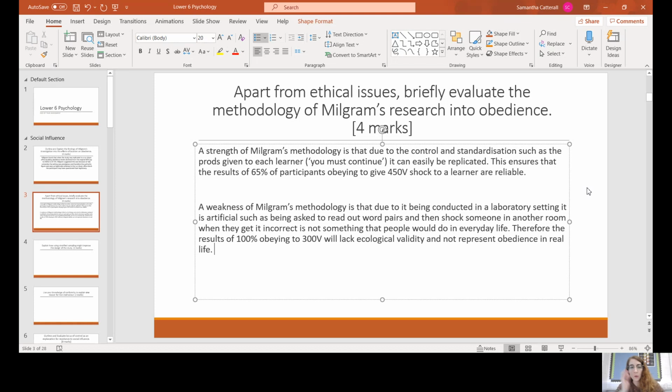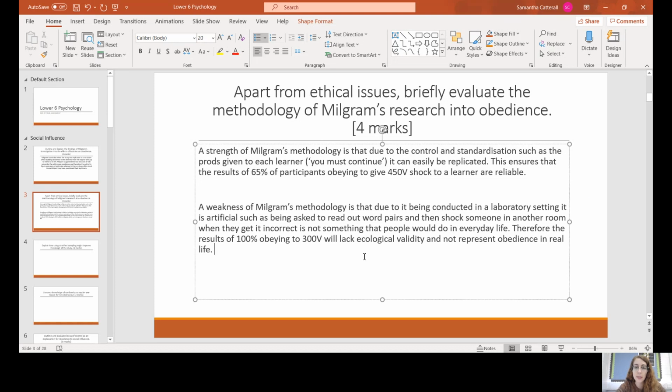So with this weakness one, what I tend to see a lot of is: a weakness of Milgram's methodology is that because it's in a lab, the results lack ecological validity, and that's it. Now, that's fine, you're right, it'll probably get you a mark, but it's not going to get you the full two marks, because there's not enough explanation of why that's the case. There's no engagement with the study. It's very generic and not really linked to what that tells you about explaining obedience.